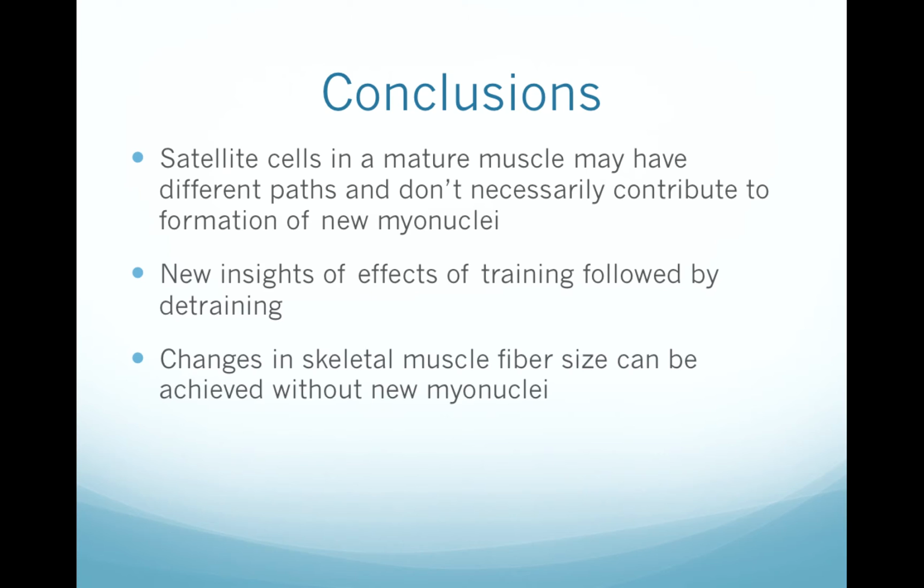So, in conclusion, satellite cells in a mature muscle may have different paths, and they don't necessarily contribute to the formation of new myonuclei. This shows the flexibility of satellite cells after resistance training, and it gives new insights into the effects of training followed by the detraining.